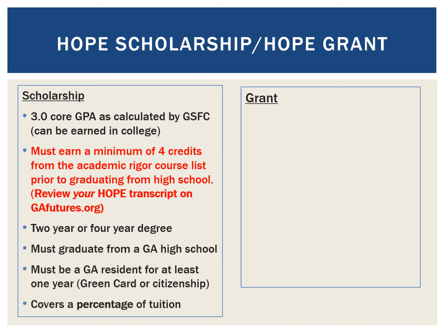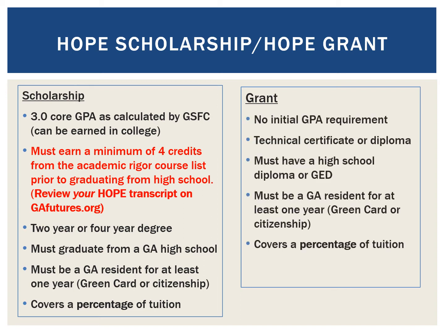You can use the HOPE Scholarship only for 2-year or 4-year degrees, so bachelor's or associate degrees. And it only covers a percentage of your tuition. So the Zell Miller covers full tuition. The HOPE Scholarship covers maybe 75, 80-ish% of your tuition only.